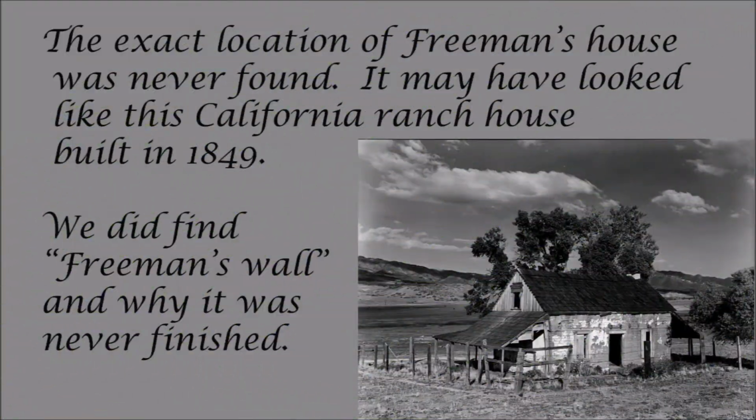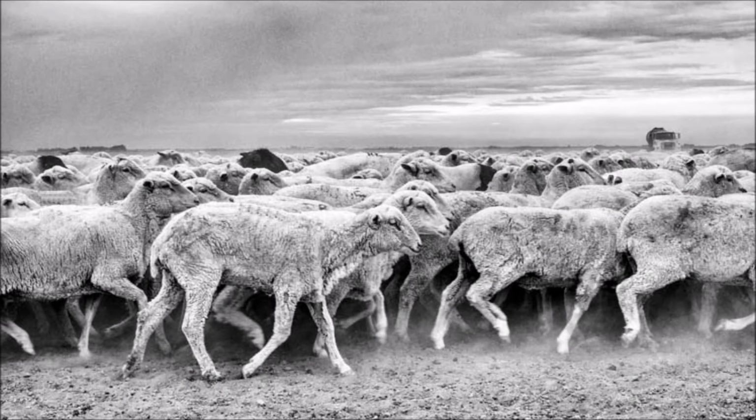Unfortunately, we never found evidence of the exact location of Freeman's house. It probably looked something like this early California ranch house. But now, it's time to reveal the circumstances of the murder. Once I got home, I decided to do some additional research on Freeman. And one of the things I found was that Freeman's name was spelled several different ways in various historical records. However, because of other evidence, it was clear that all of the spellings referred to just one person, who was a sheep herder.